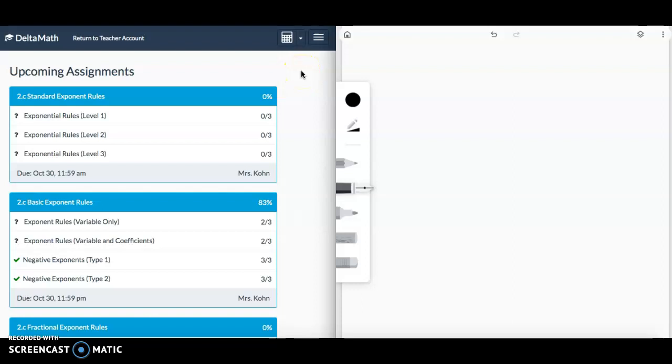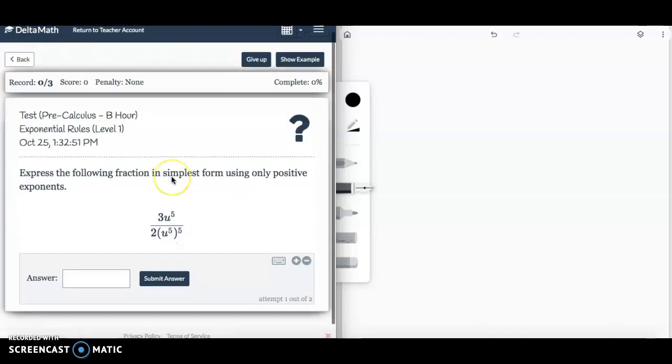All right, in this video, we're going to go through 2.C standard exponent rules, so that's the DeltaMath assignment you're working on. I'm just going to work through a couple examples of each problem so that you guys know how to plug in your notation and answers correctly and make sure you're doing your work right. All right, so let's do this.